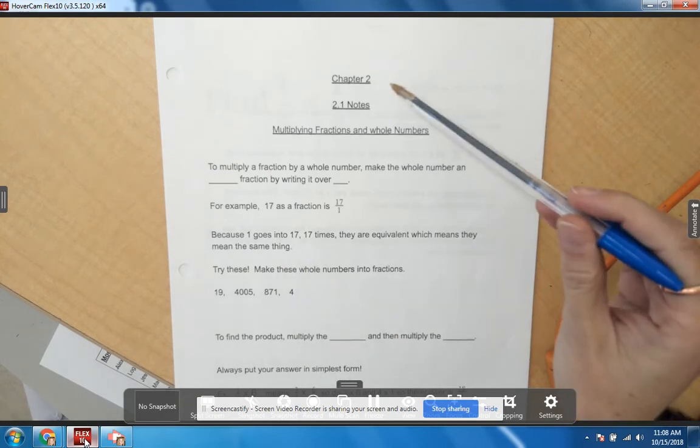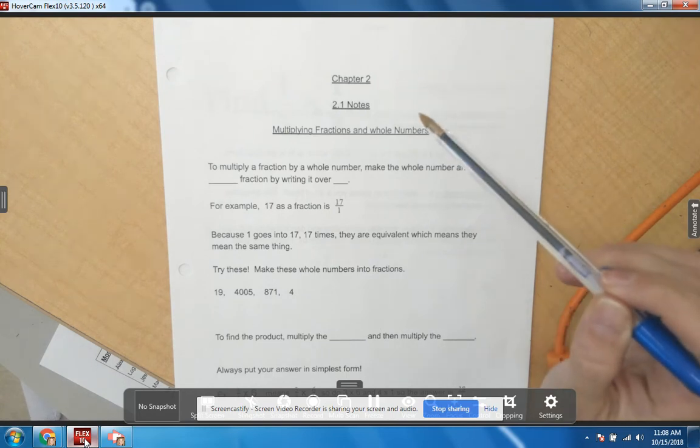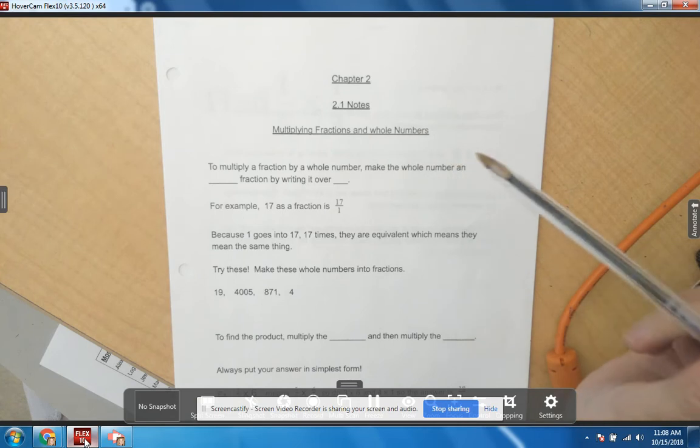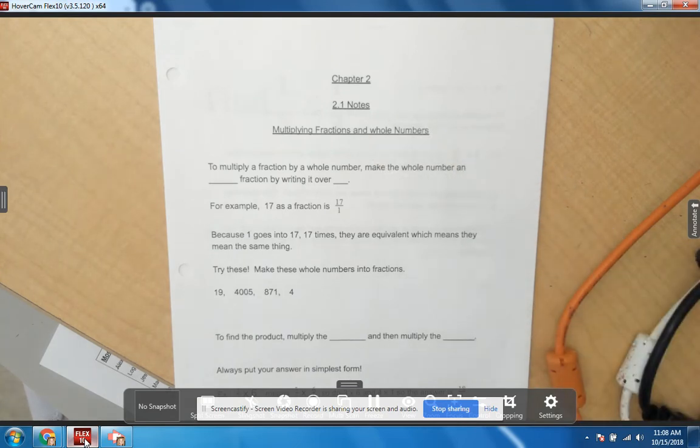So we're going to be starting chapter 2, which is all about fractions and decimals. The first section we're going to learn today is how to multiply fractions by fractions and fractions by whole numbers. So make sure you're filling this out with me.